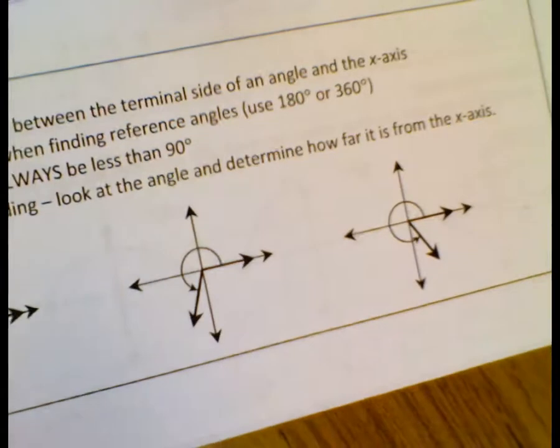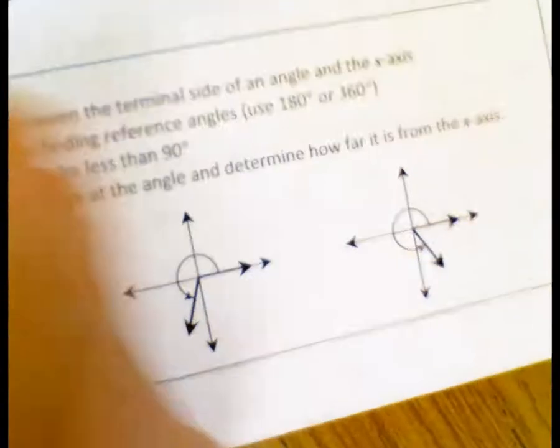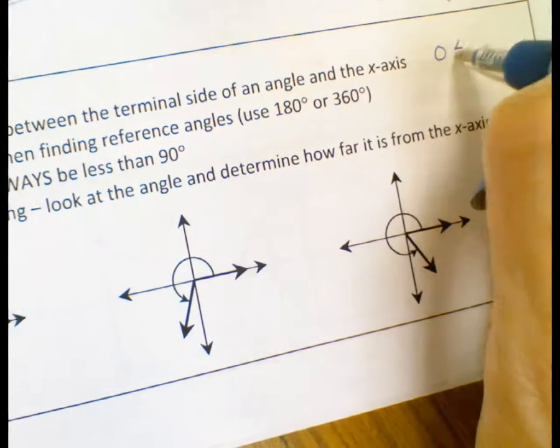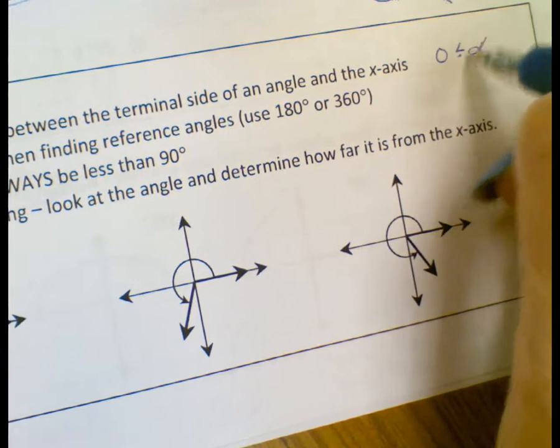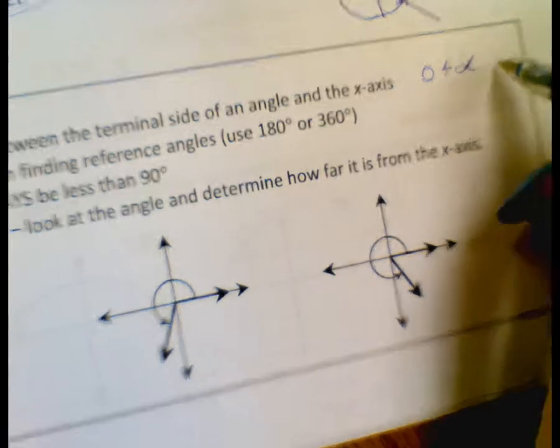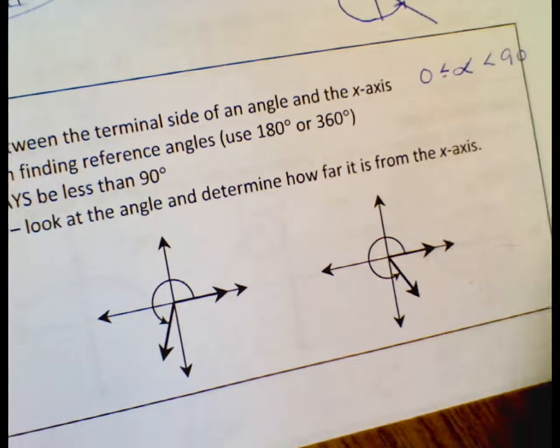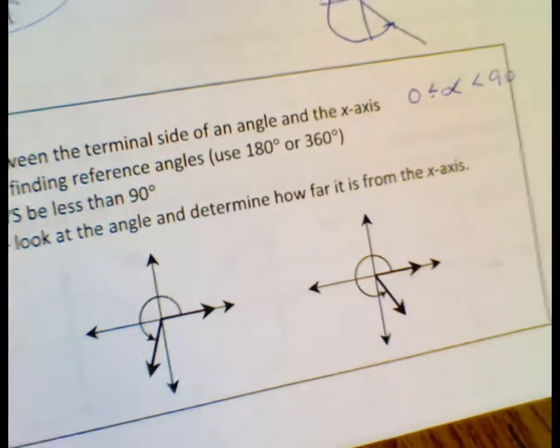Reference angles are cute little angles. It says right here, it's an acute angle. It's between 0 and 90. The symbol for reference angle is alpha. It's a Greek letter for A. And it's going to be between 0 and 90 because it's acute. Acute angles are between 0 and 90.